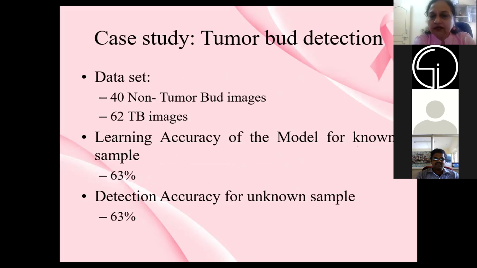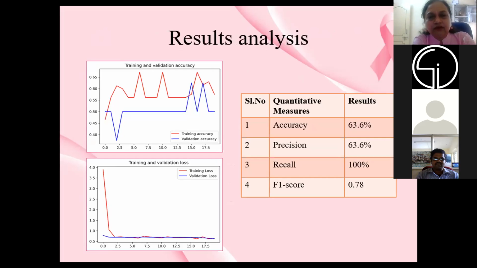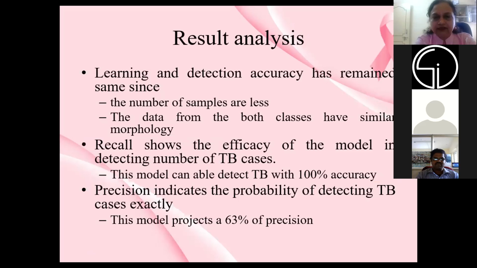That is, the learning accuracy of the model for known samples they gave us as 63%, and detection accuracy for unknown samples as 63%. And these are the promising results they gave us. The quantitative measures: the accuracy was 63.6%, precision was 63.6%, the recall was 100, and the F1 score was 0.78. Thus, they say that learning and detection accuracy has remained the same. The number of samples is small; obviously, we had just started with this concept. The data from both classes is of similar morphology, and the recall, as you see, shows the efficiency of the model in detection of tumor buds.